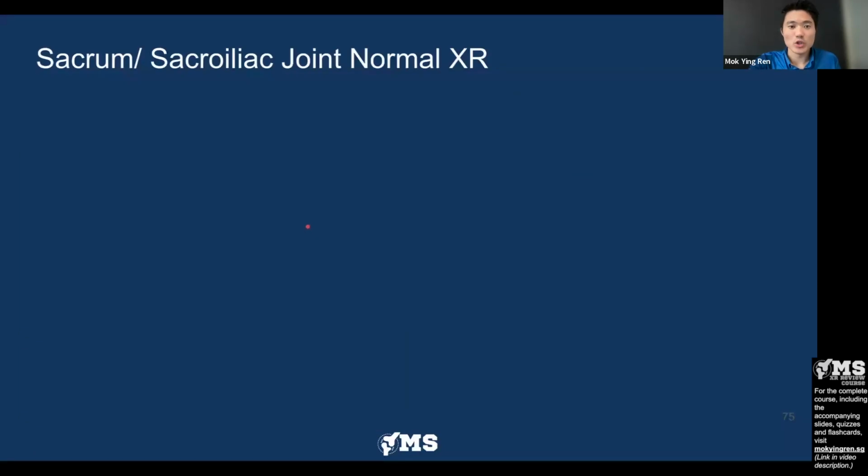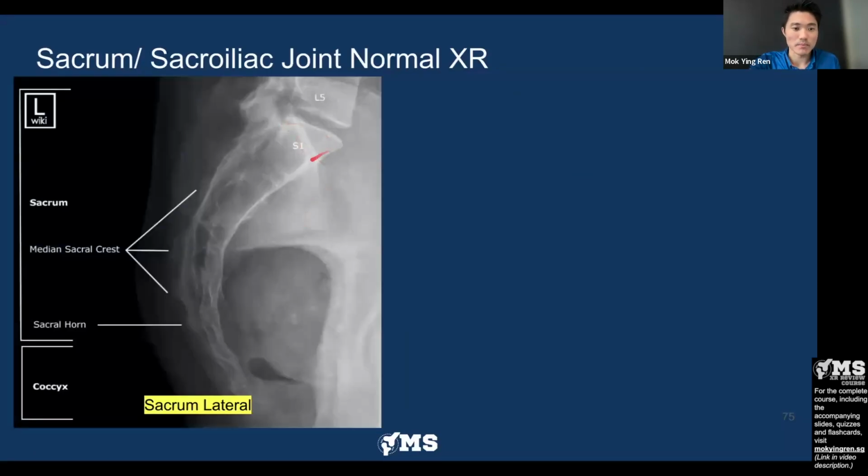Now, this is a sacrum and a normal X-ray. Here you see a sacrum. All right, so maybe a patient fell directly on the buttocks and the patient has pain directly on the coccyx. This is what you order. You can order a sacrum X-ray and you see the coccyx really well over here.